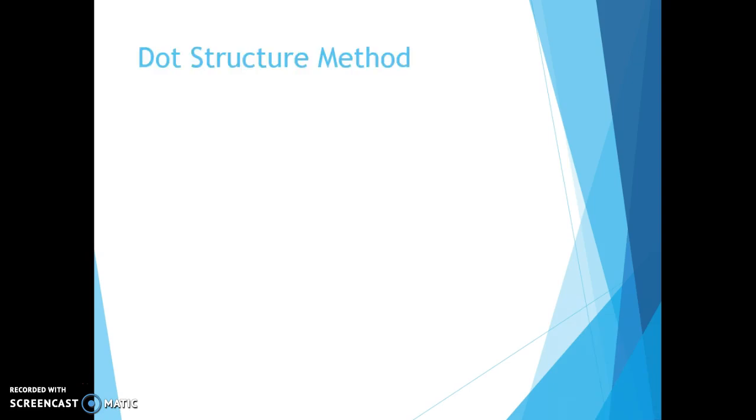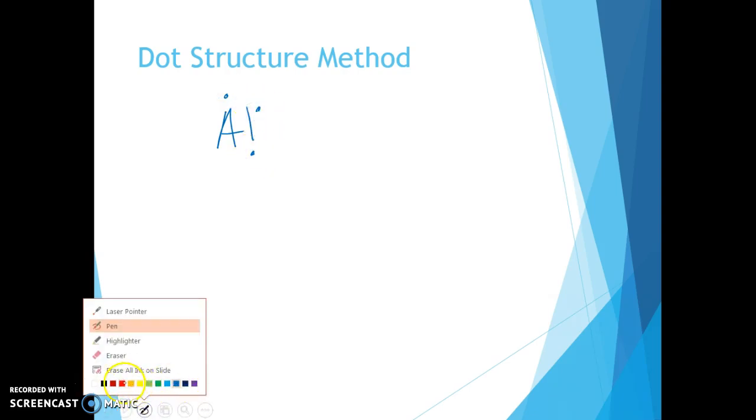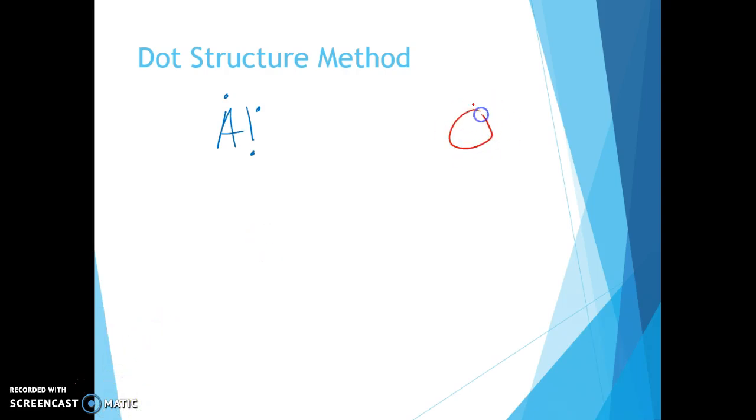So the dot structure method, we already know this. I mean, dot structure method is pretty easy. So if we go back to the 2 that we were looking at, we have aluminum with 3 dots, right? We have oxygen with 6 dots. We know that aluminum wants to give away its electrons, so aluminum will give away this electron to oxygen. Aluminum will give away this electron to oxygen.